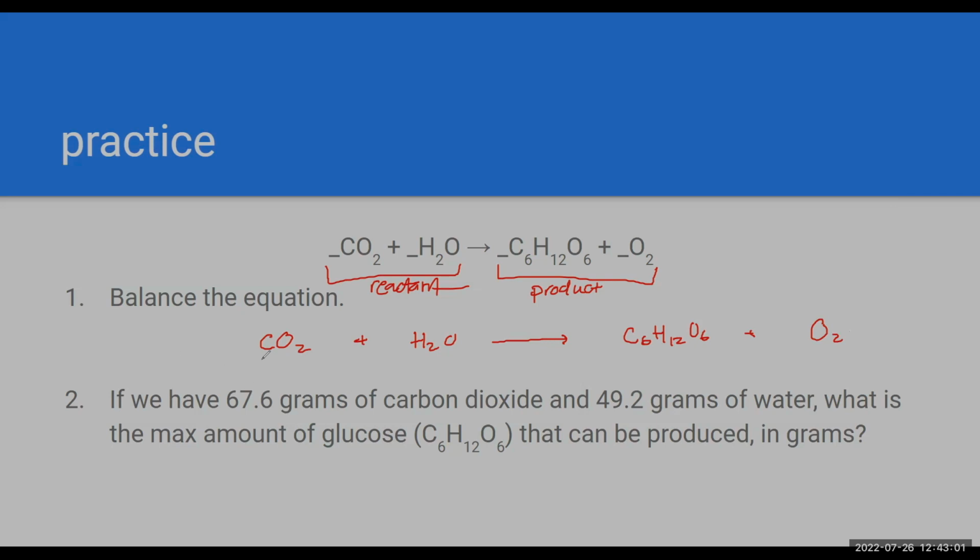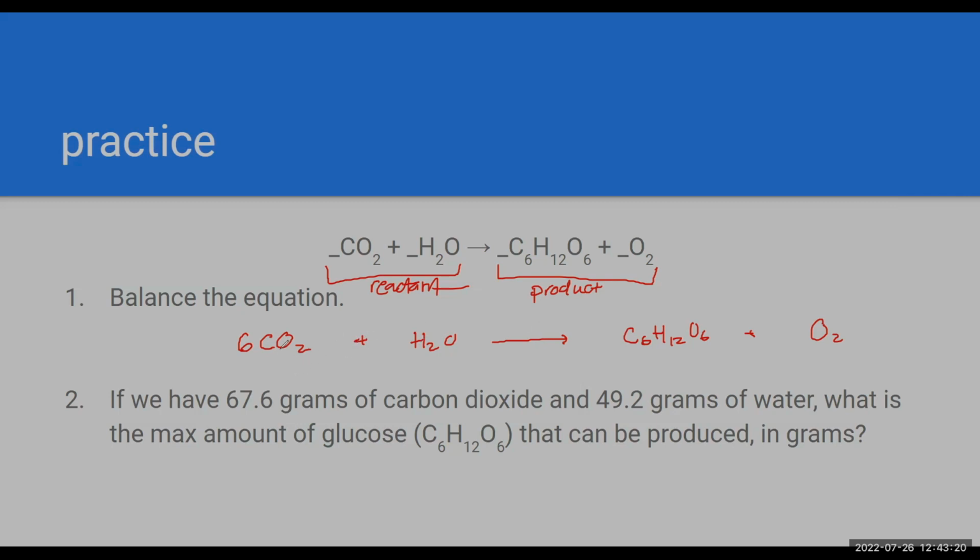And so I'm just gonna throw in some random number. I like to just try and balance out the easiest part first. So I like to just throw in 6 on carbon dioxide. And if I do that, then both the carbons are balanced.